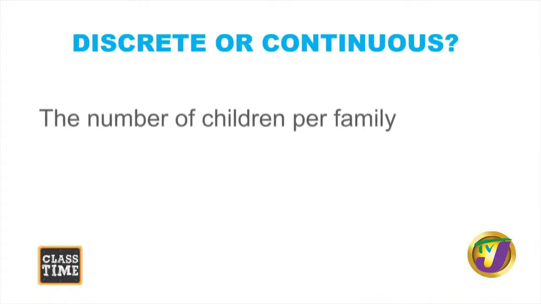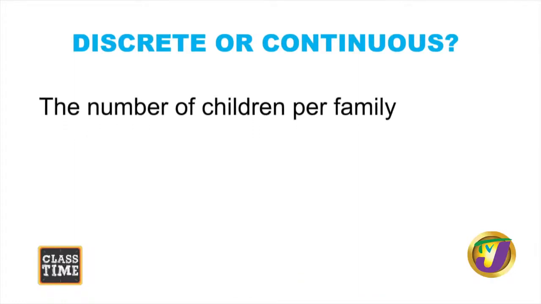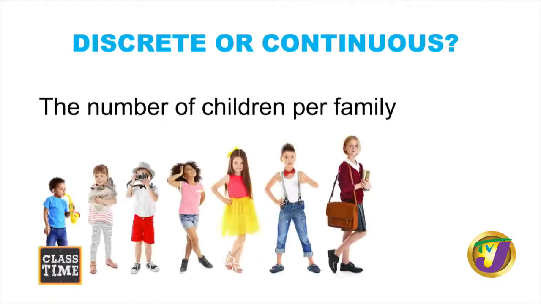All right. I actually feel bright. Number of children per family. I think this one is pretty easy. Similar to the pets situation here, because we don't have half a child, yeah? I hope not. So definitely we can go with discrete. Discrete.